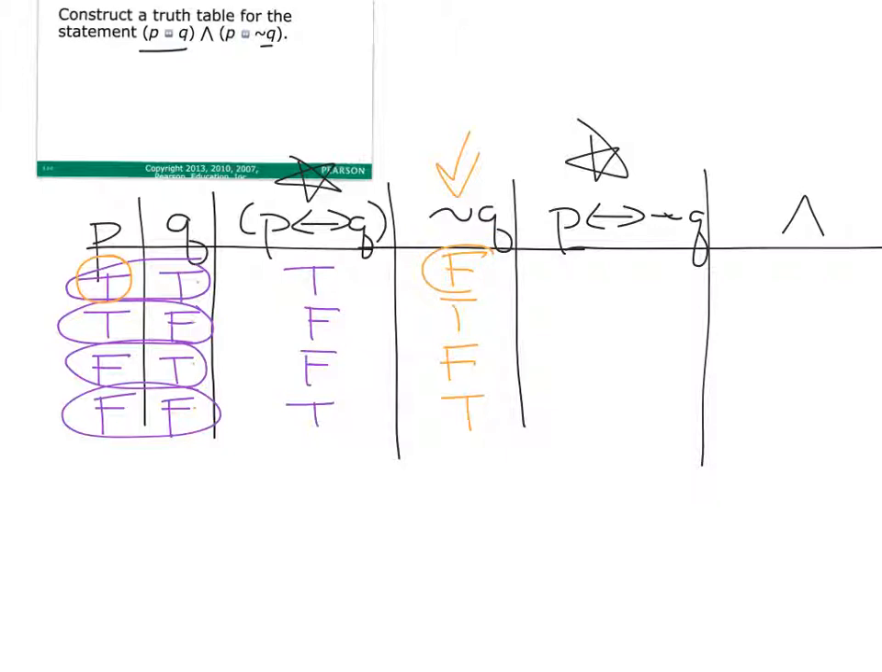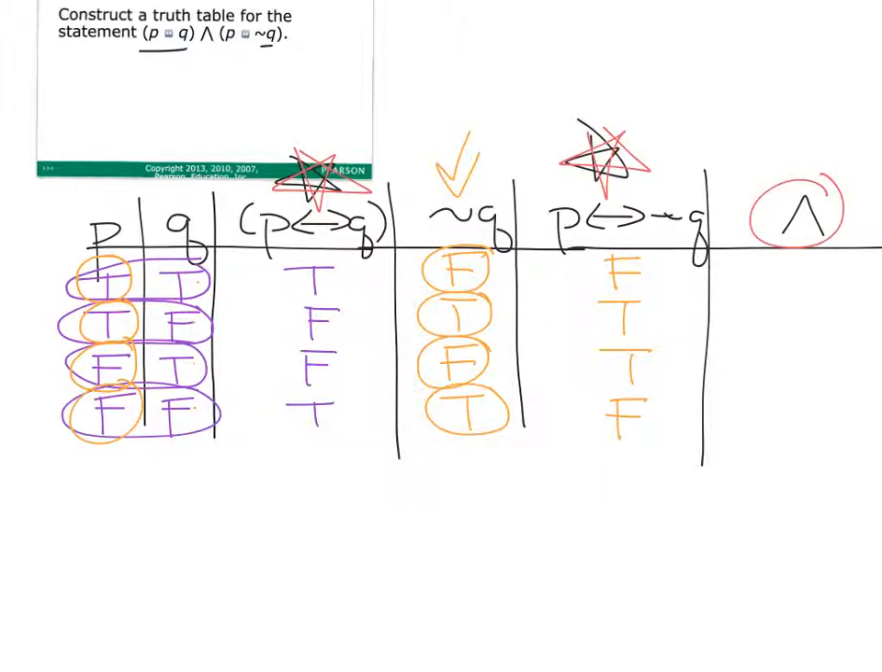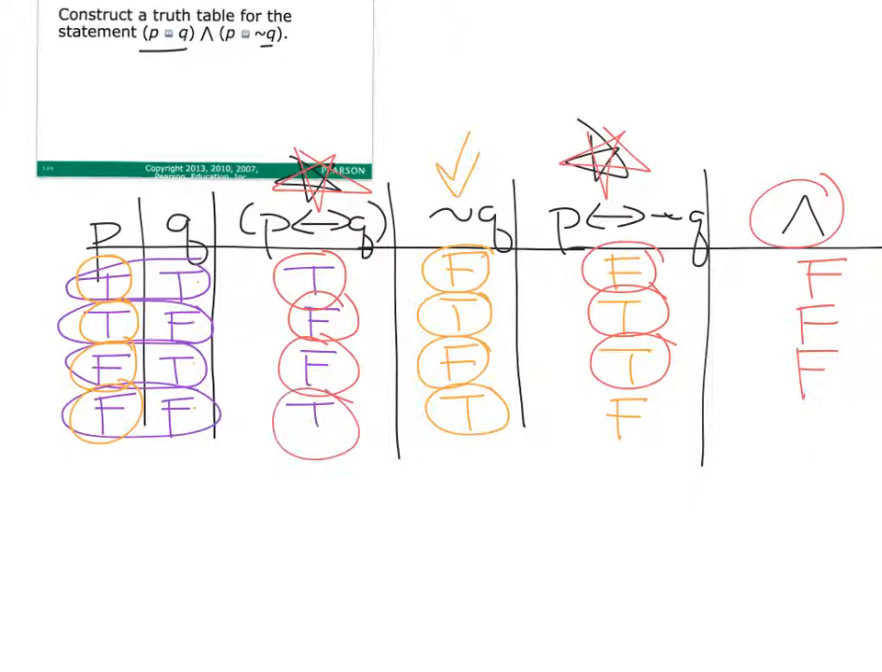Then I'm going to have to do P if and only if the negation of Q. So false, true, true, false. Okay, and then the 2 that I have starred, so I have this one starred here and this one starred here, I'm going to have to do an AND with those. So remember, they have to both be true. So I've got false, false, false, false.